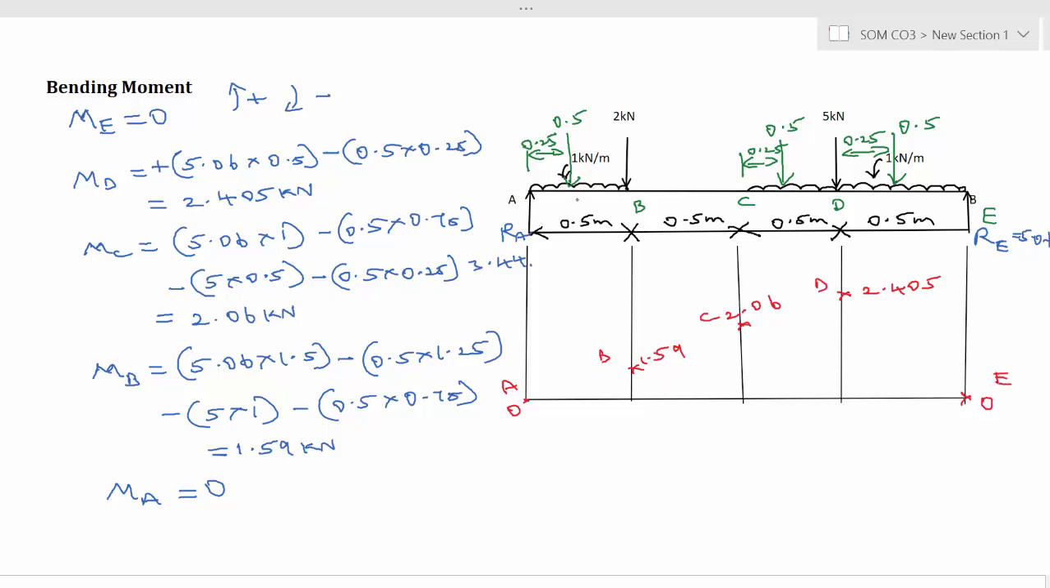So in between A and B, it is subjected to a uniformly distributed load. So the line will be parabolic. Then between B and C, there is no load applied. So it's a straight line. So it is linear. And in between C and D, UDL is acting. So it's parabolic. And here also a UDL is acting. So it is again a parabolic line. Okay. So in between B and C alone, it is a linear straight line. In the remaining regions, it is parabolic. So this is the bending moment diagram of the given problem.